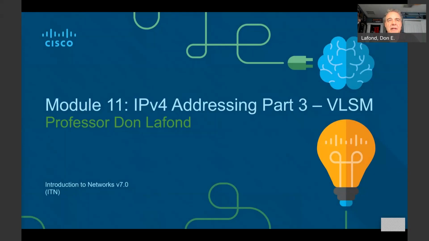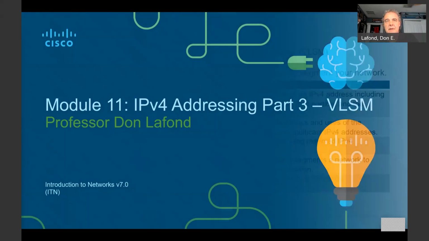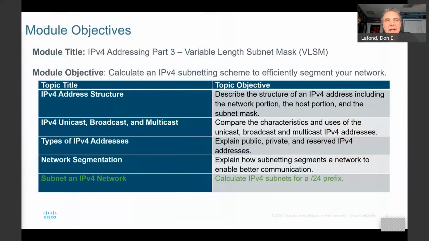So Module 11, IPv4 addressing, Part 3, VLSM. We're finally getting to the module objective where we calculate IPv4 subnets for a /24 prefix, and specifically variable length subnetting. We're going to use the smallest subnets possible for a variety of network requirements, and we'll see that as we move through the presentation.